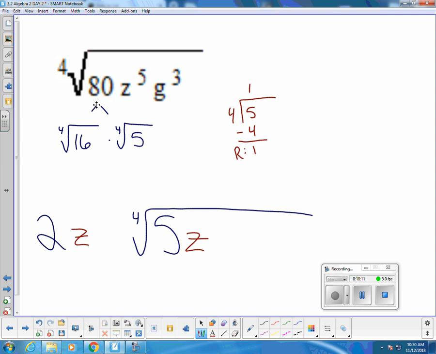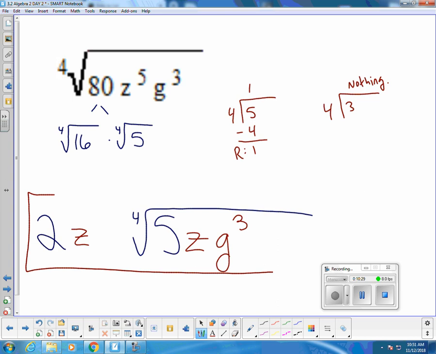And now we're going to do our g's. What is 3 divided by 4? Nothing. You can't really do 3 divided by 4. Basically, there's not enough g's to break from jail. That's what I'm going to conclude. So basically, all 3 g's just stay in jail. And this is your final answer.